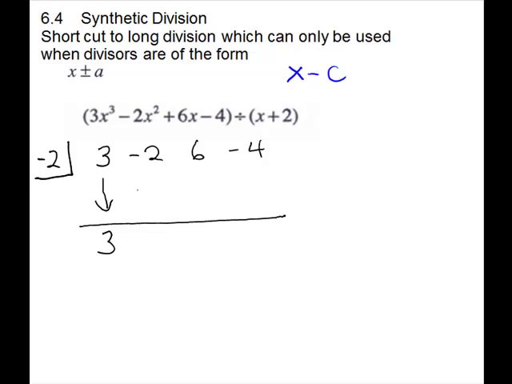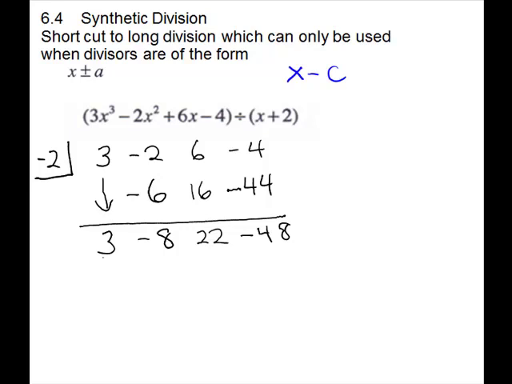So 3 times negative 2 will give us negative 6. We're going to add will give us negative 8. Multiply back will give you positive 16. 16 plus 6 will give us 22. Multiply back times negative 2 will give us negative 44. And that gives us negative 48. So this one has a remainder. We did not get 0 at the end.